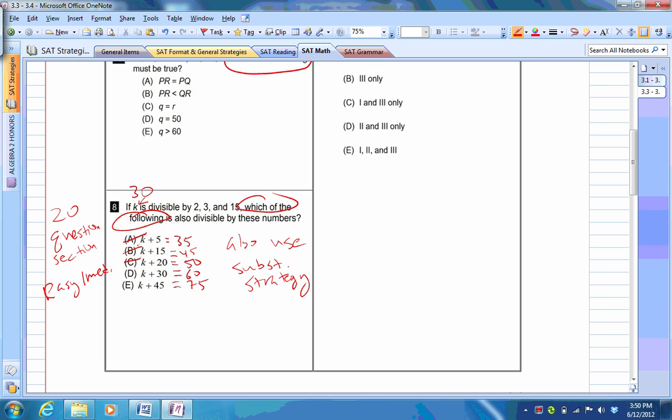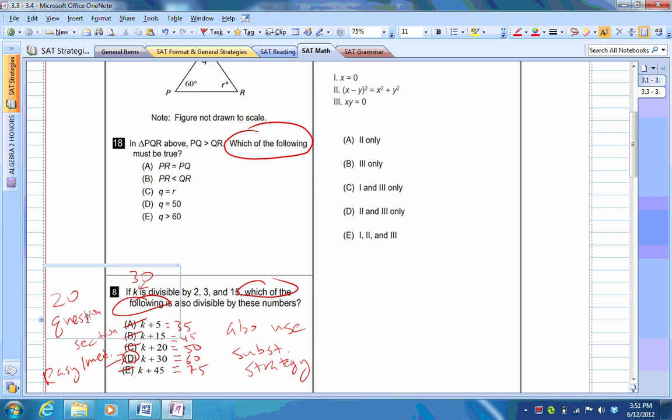Let's look at D. 60 is definitely divisible by 2, definitely divisible by 3, and it is divisible by 15. So most likely D is going to be the winner here. But just to check, let's look at E. 75 is not divisible by 2. It is divisible by 3 and 15, but not by 2. So the answer has to be D. Notice how I went through process of elimination there. We did the same thing with the substitution strategy: you substitute a number, then you check the choices.